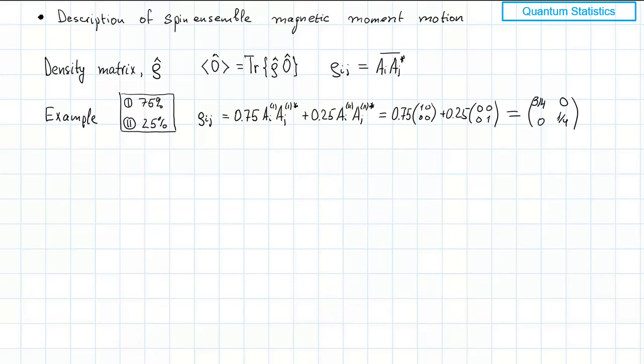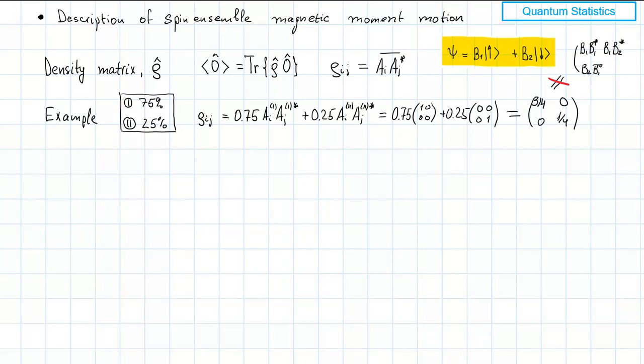Noticeably, this density matrix cannot be constructed from a single pure quantum mechanical state like this, which is determined by two coefficients, B1 and B2. In other words, we cannot obtain this density matrix just with the coefficients B1 and B2 according to this rule. We can prove this statement by contradiction.